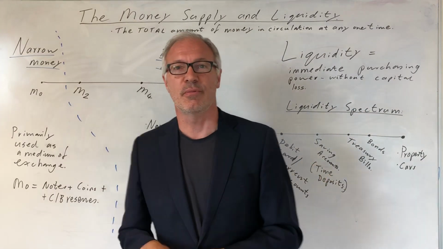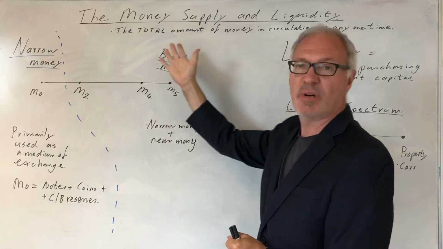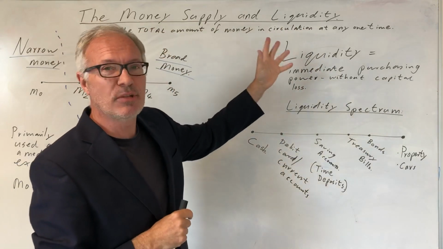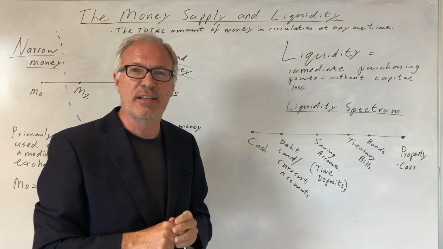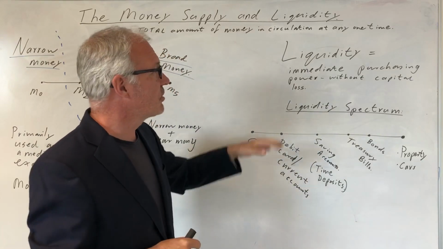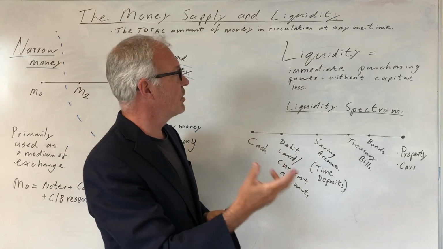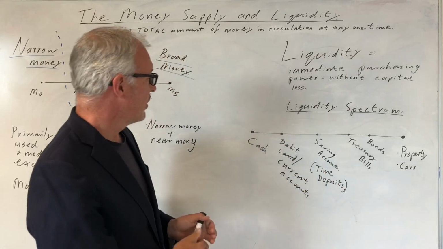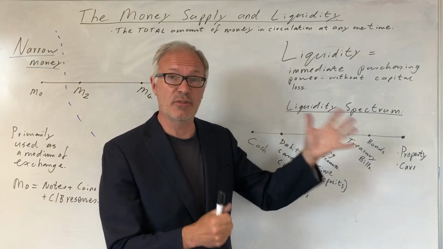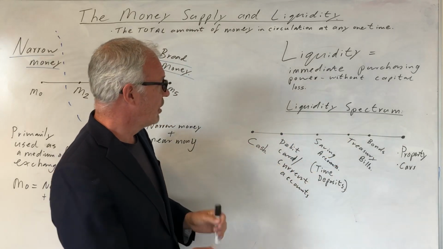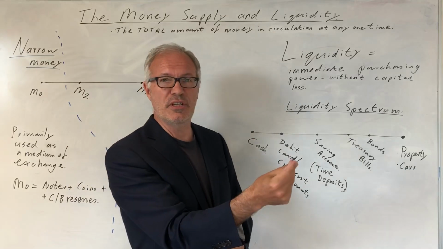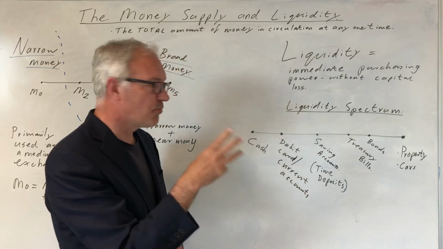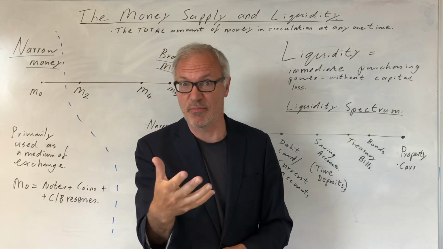So in this video, we're going to look at what we mean by the money supply and what this idea of liquidity is. We'll start off with liquidity. What is liquidity? It simply means immediate purchasing power without any capital loss. So probably the most liquid thing you have is cash. With cash, you can immediately give someone some cash and buy something.